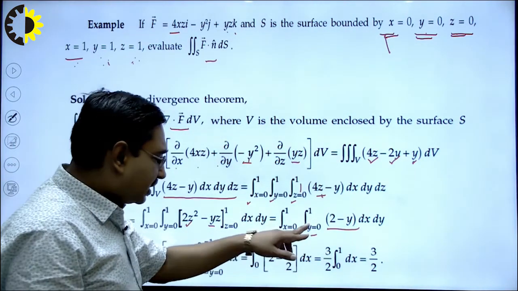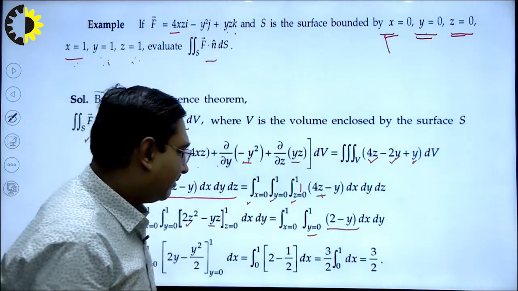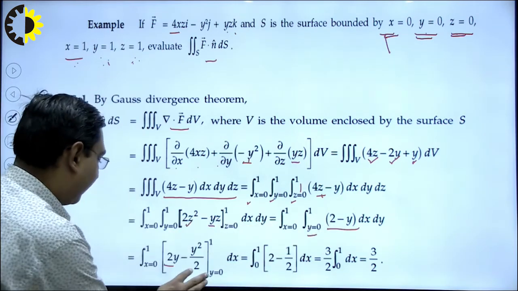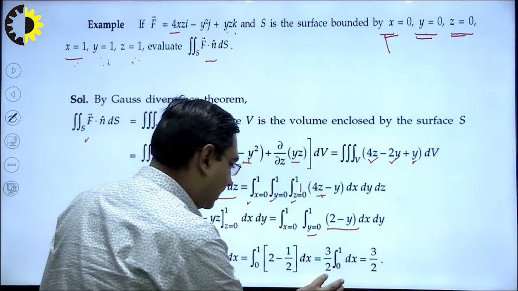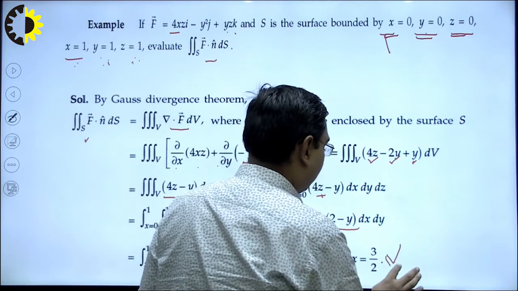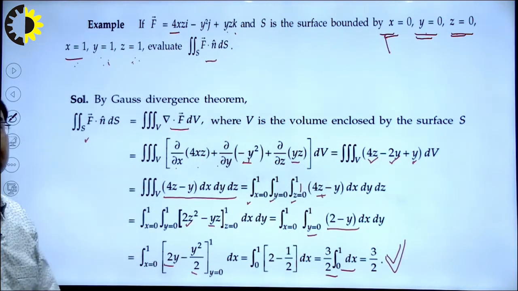Now integration will be performed with respect to y. Integrating with respect to y, I obtain 2y minus y square upon 2. Applying limits, I obtain 3 by 2 integrated from 0 to 1 dx, and it is simply 3 upon 2, which is the value of this surface integral.